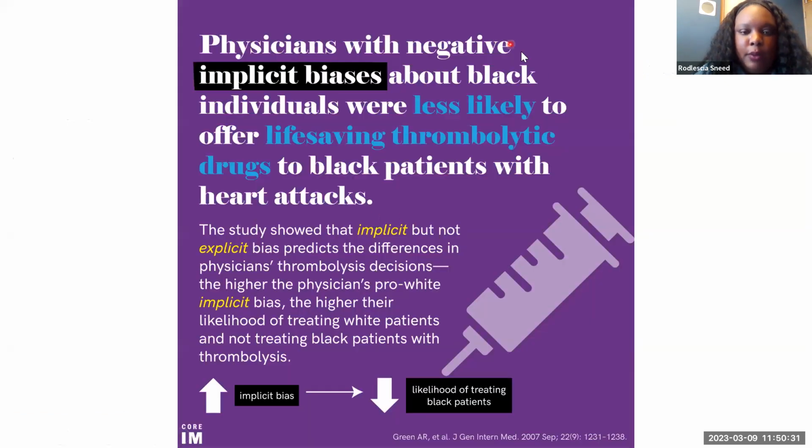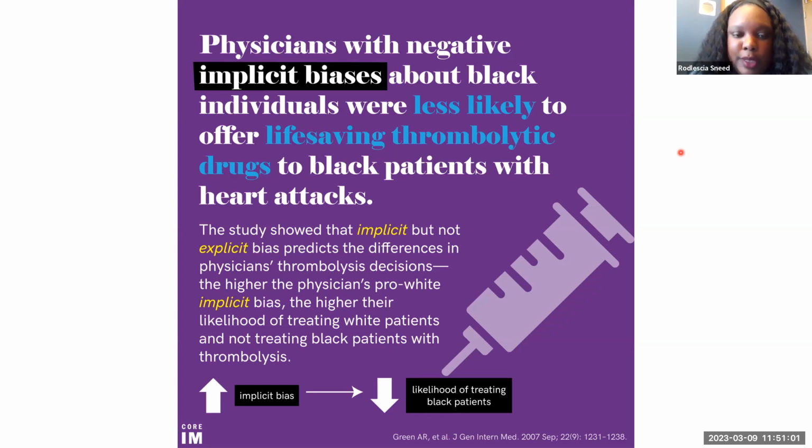So the first study that I want to talk about was conducted in academic medical centers in Boston and Georgia. The physicians in these studies were given an IAT, the race IAT. And they also looked at data on the extent to which these physicians offered thrombolytic drugs, which are designed to reduce blood clots among Black patients with heart attacks.